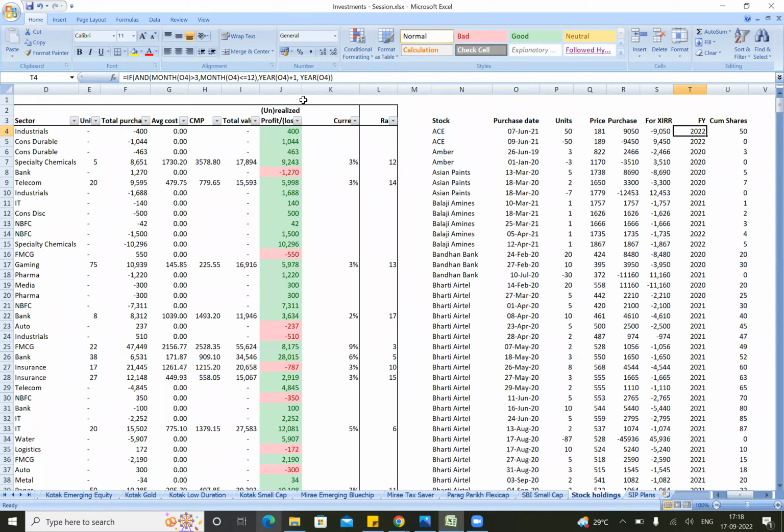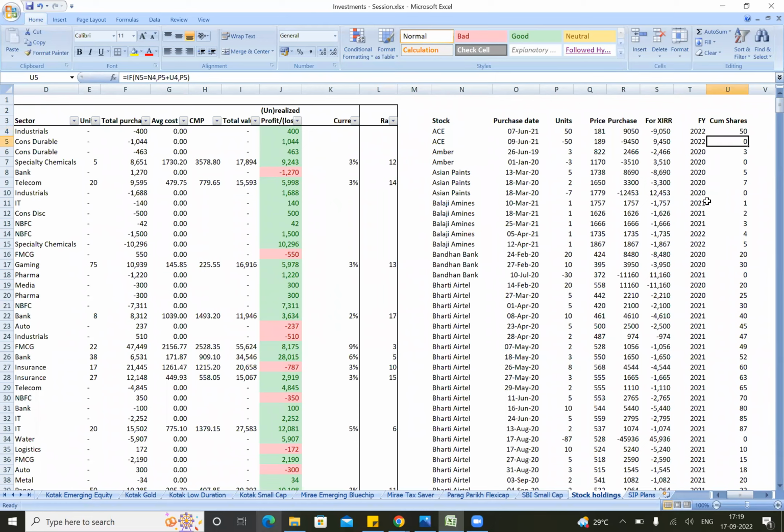I know which fiscal year is being calculated, and just look at the formula. I've calculated the fiscal year, because for India, it's not January to December. So I need to calculate that if it is January, February, March, the fiscal year is this year only, the calendar year. Or if it is from April to December, it becomes the next year. Anyways, and cumulative number of shares.